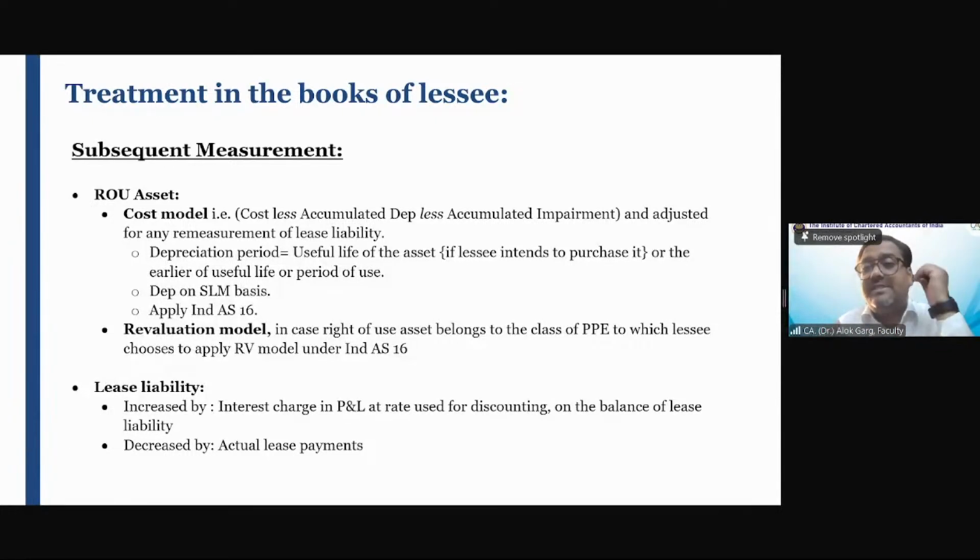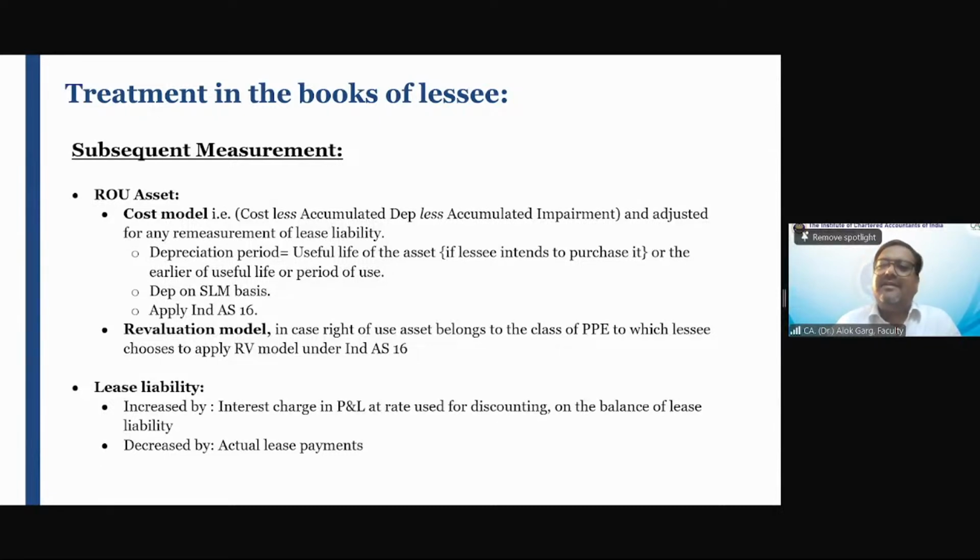And you are going to purchase the asset, and the useful life of the asset is 20 years. Lease period is 10 years. Useful life of the asset is 20 years because you are going to purchase the asset. So in that case, whether this right of use asset needs to be depreciated over a period of 10 years or 20 years? 20 years. But if the lessee does not have a purchase option, the lease term is 10 years. In that case, what is the life of ROU? 10 years or 20 years?